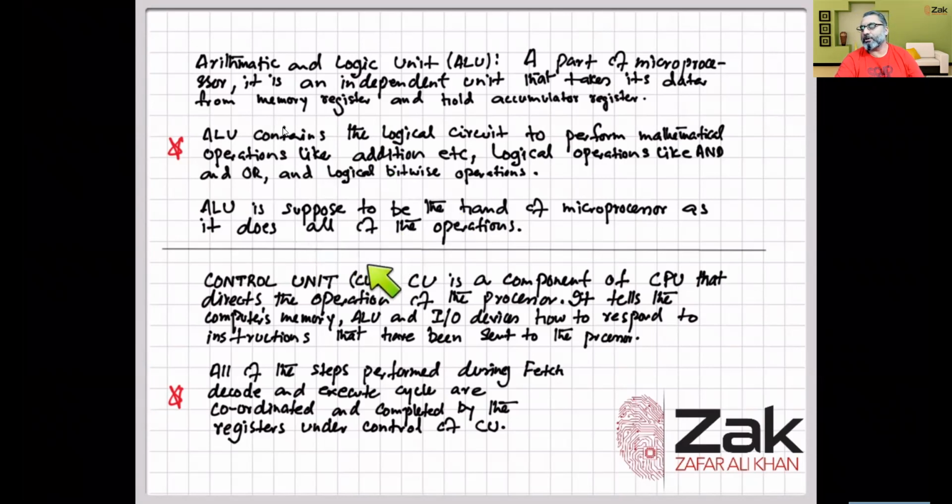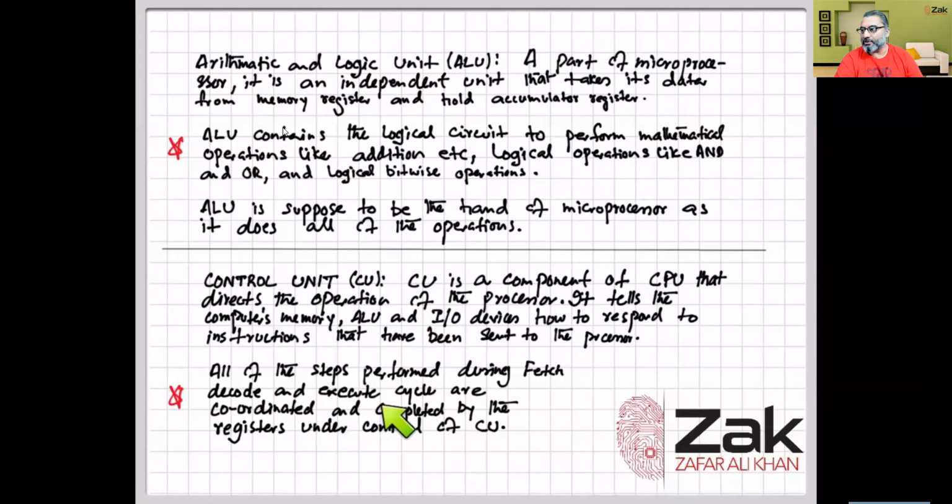Then we have the control unit. I'll be sharing these slides with you today, do not worry. The control unit is a component of the CPU that directs the operations of the processor. It tells the computer's memory, ALU, and IO devices how to respond to instructions that have been sent to the processor. All of the steps performed during the fetch, decode, and execute cycle are coordinated, synchronized, and completed by the registers under the control of the control unit.